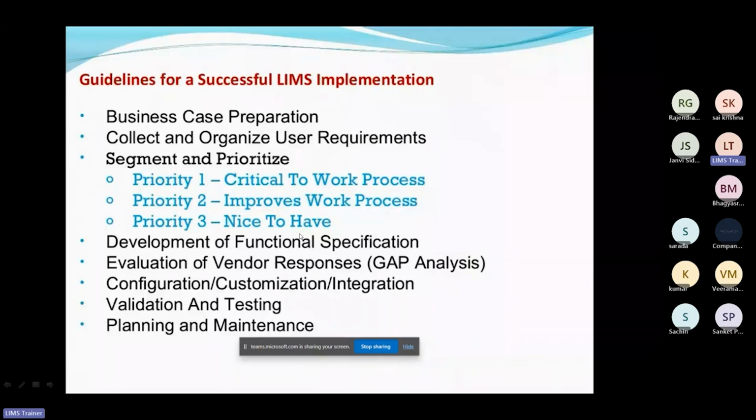So we first conclude with the critical requirements, then go for the requirements that improve the work, and then the requirements that are nice to have. And we have to reject the requirements that just add expenses but not value to the business case. Have you understood this user requirements part?